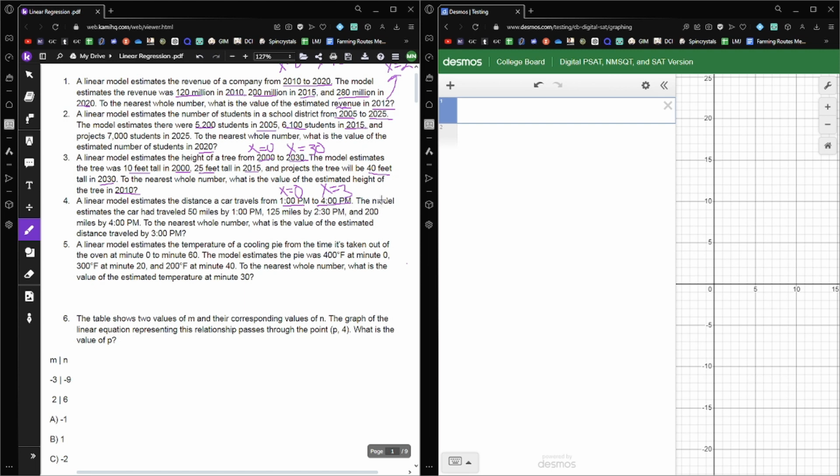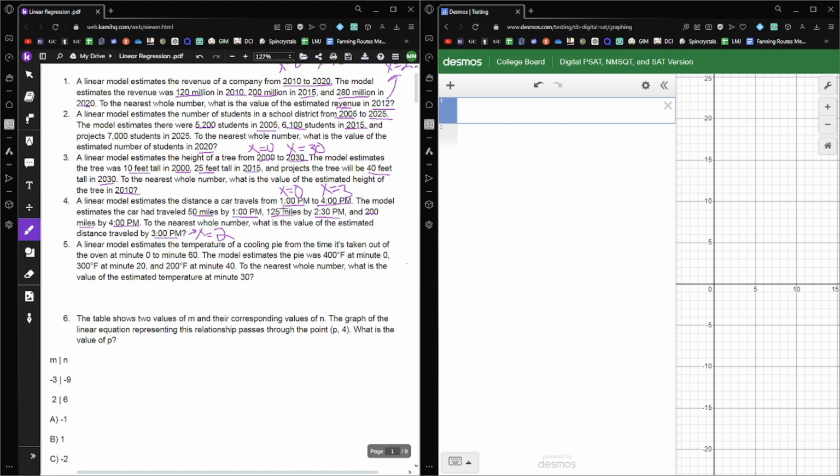The model estimates the car had traveled 50 miles by 1 p.m., 125 miles by 2:30 p.m., and 200 miles by 4 p.m. To the nearest whole number, what is the value of the estimated distance traveled by 3 p.m.? 3 p.m., that's 2 hours from 1 p.m. So x is equal to 2. Yeah, I know it's kind of weird, but just stay with me.